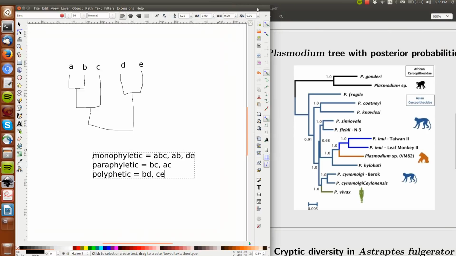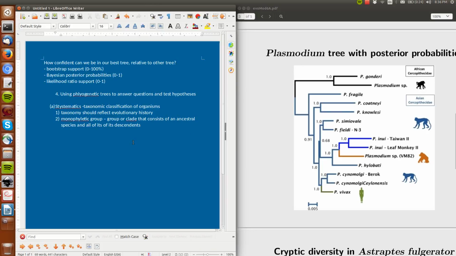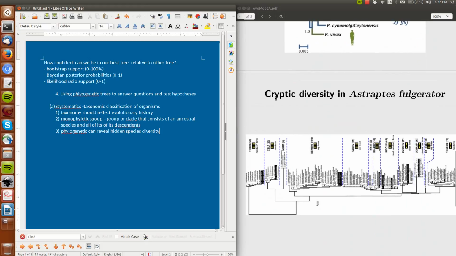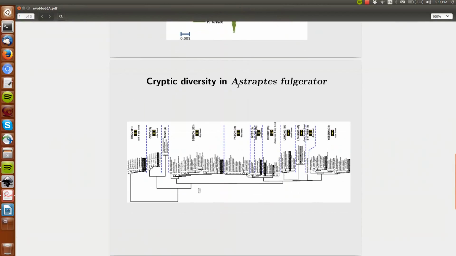Another reason why we might be interested in phylogenetics for systematics is that phylogenetics can reveal hidden species diversity. All right, so let's look at this for a second. Here's an interesting example from a few years ago with this Astraptes fulgerator complex. Now, this is a skipper, which is closely related to a butterfly. The adults of what I'll argue in a second could be considered maybe 10 different species.